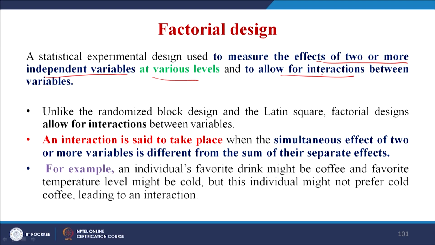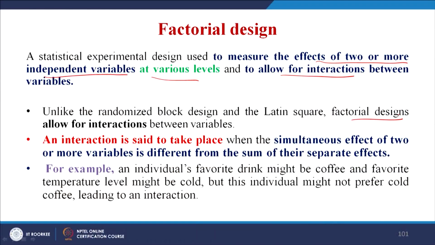It also allows you for interaction. So, this is the best kind of design that you can think of, right. Unlike the randomized block design and the Latin square, factorial designs allow for interactions between the variables, and this is the truth in life, right. Many a times we feel A affects B, but actually the effect of A does not remain the same when another variable C or D or E comes into the picture.